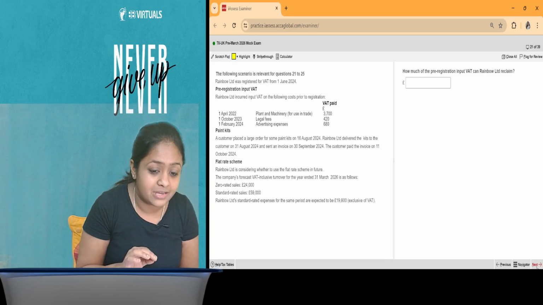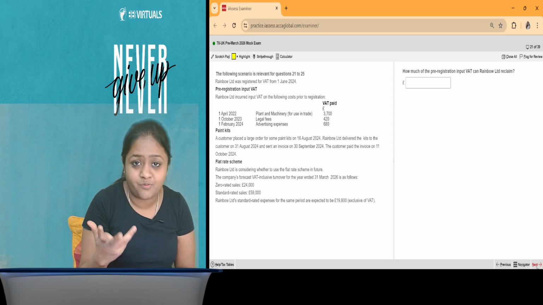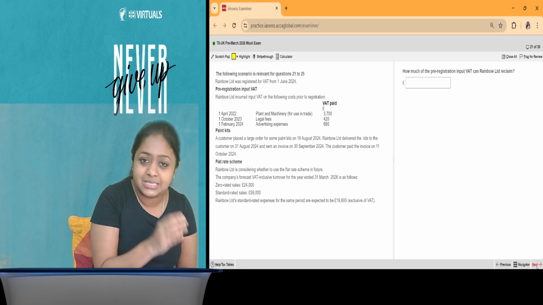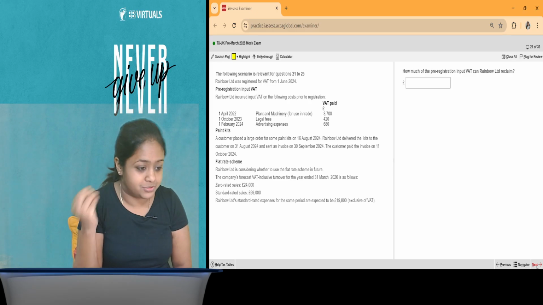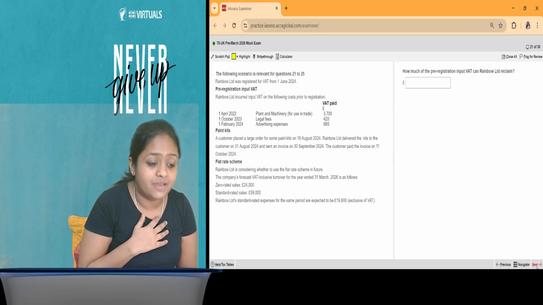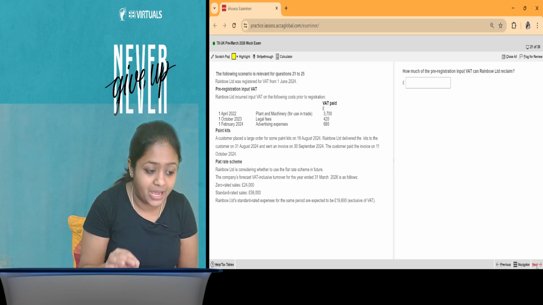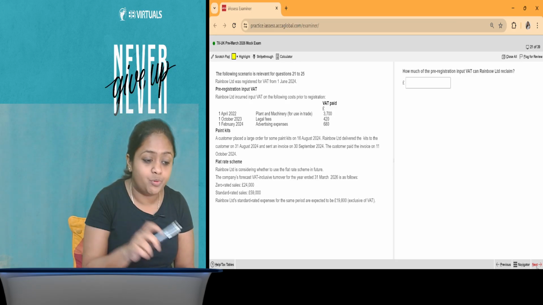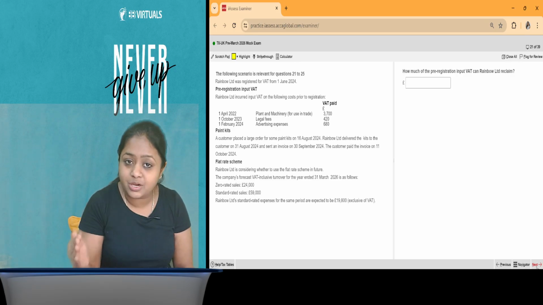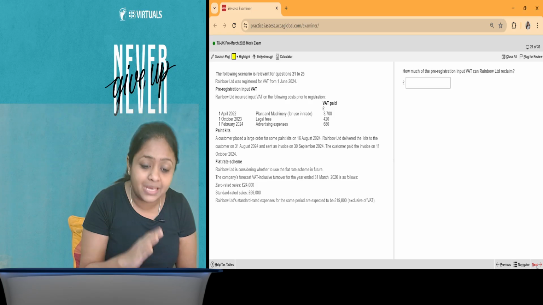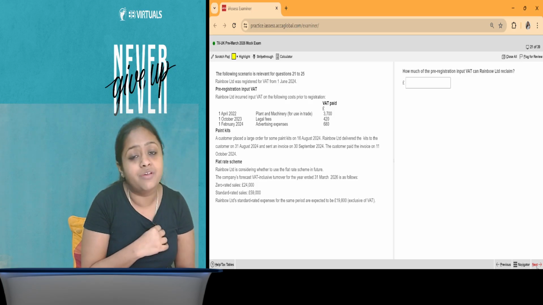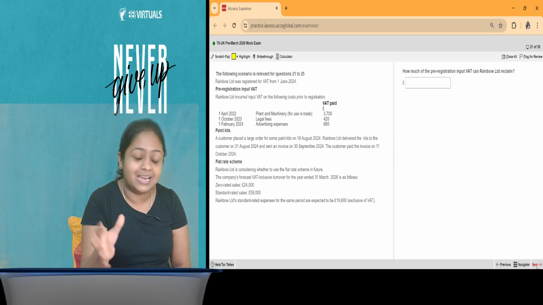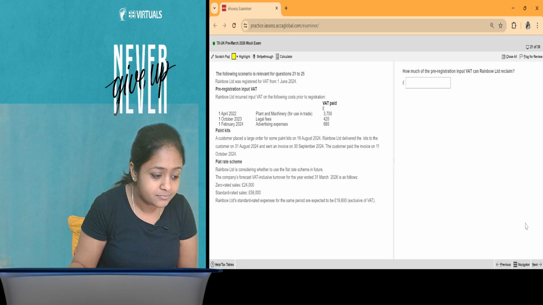Now this is a scenario based on input VAT. Okay, the first question. Let's just read the beginning of the scenario, then we go to the question. The following scenario is relevant for questions 21 to 25. Rainbow Limited was registered for VAT from 1st June 24. Now let's read the question. How much of the pre-registration input VAT can Rainbow Limited reclaim? We've done a similar question in section A. Let's do it in section B as well.